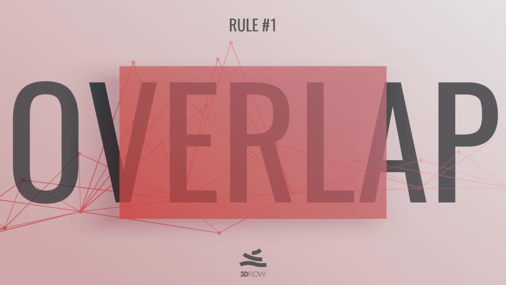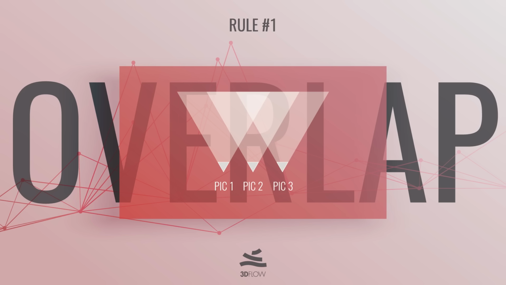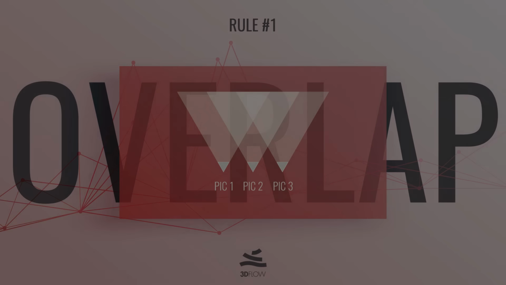Rule number 1. Overlap. We must take at least 3 pictures for each point we want to be reconstructed, with a different camera position and possibly a different camera rotation. Having a good overlap between our pictures ensures that this rule is not broken.